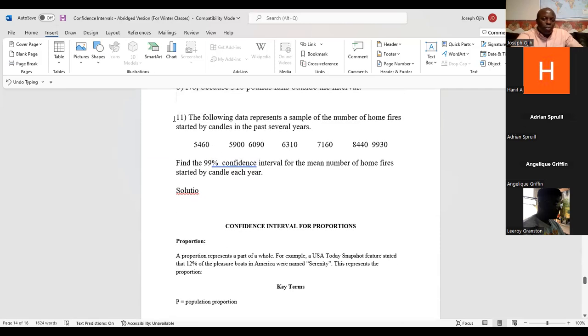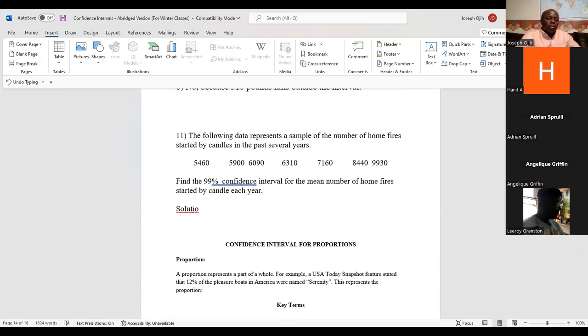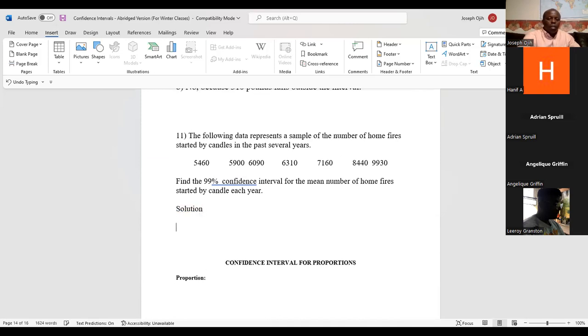Now we can solve number 11. Solution to this question. In that case, our sample size n is 7. 1, 2, 3, 4, 5, 6, 7.